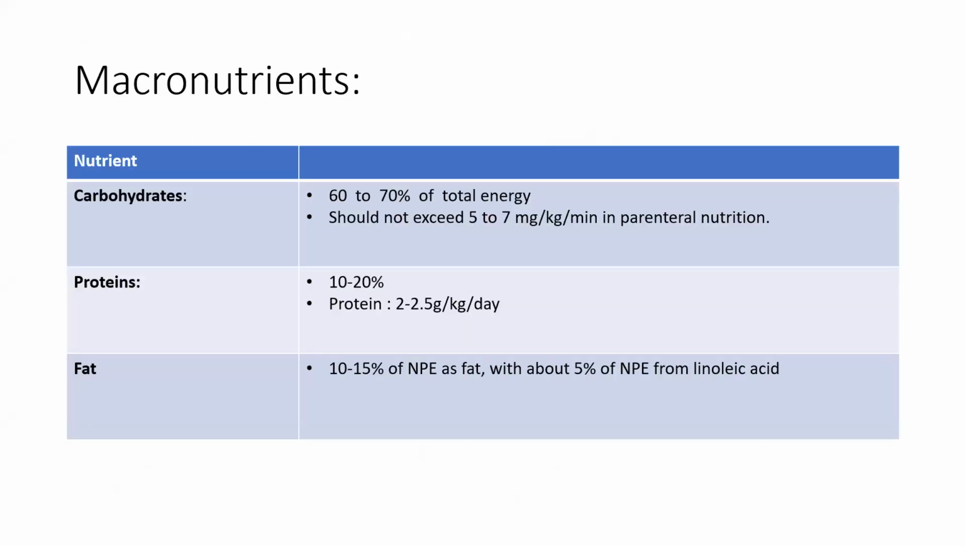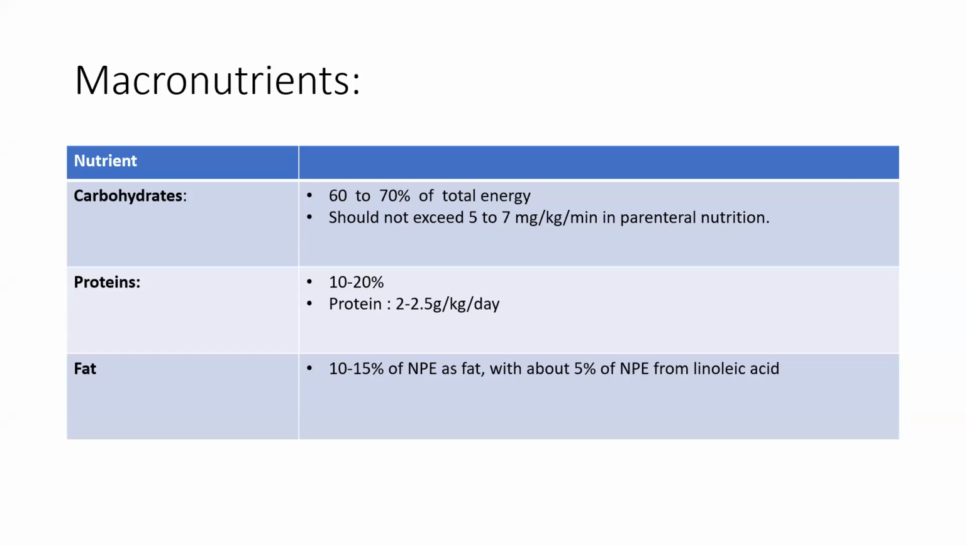When we go to administration of nutrients now, we need to make sure that carbohydrates are giving us about 60 to 70% of the total energy. And you need to make sure that care is taken so as not to exceed what the patient is able to metabolize in terms of carbohydrates. Then we also note that if our patient is on TPN, we should not exceed 5 to 7 milligrams per kg per minute.